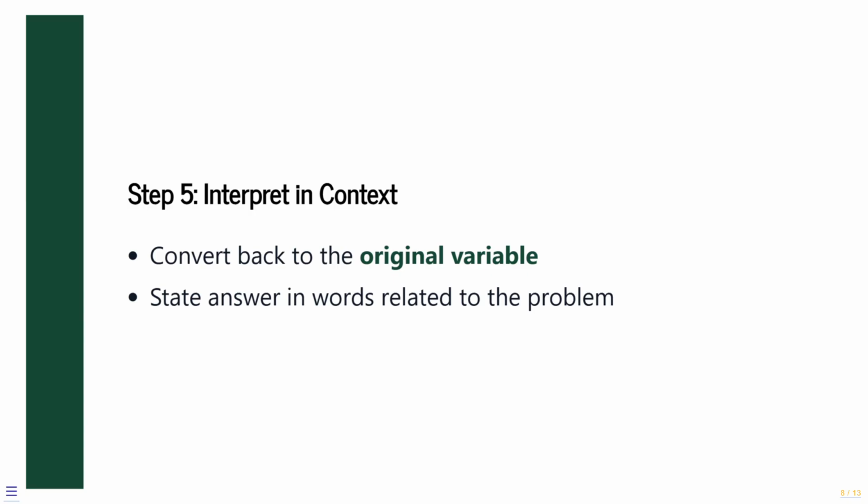The final step is interpretation. After computing the probability numerically, we must translate the answer back into the context of the original problem. This means restating the result using the original variable in units. In applied statistics, this interpretation step is essential for communicating results clearly and meaningfully.